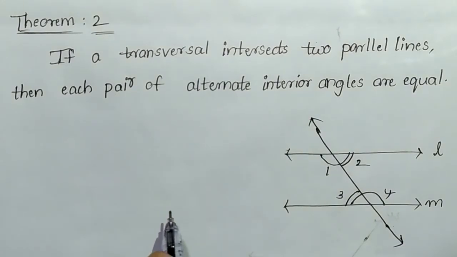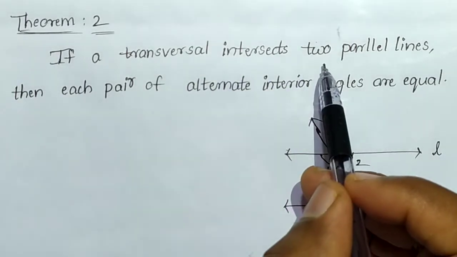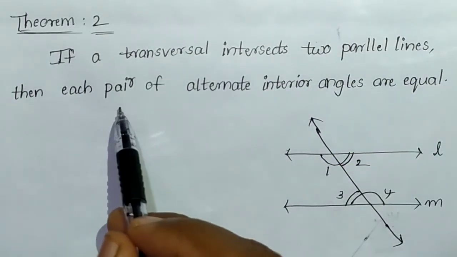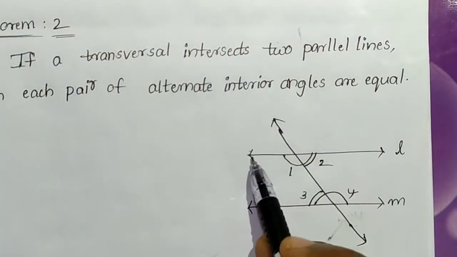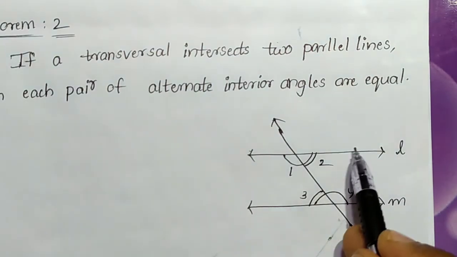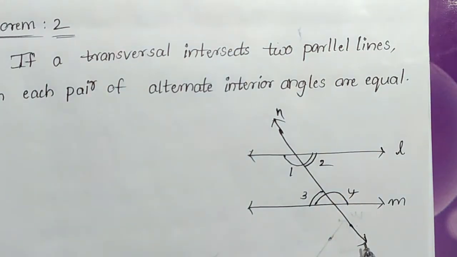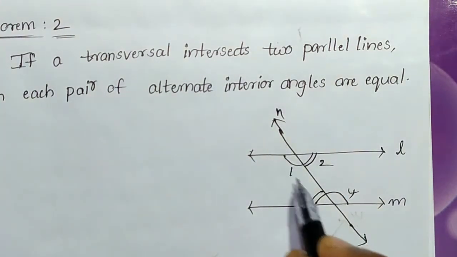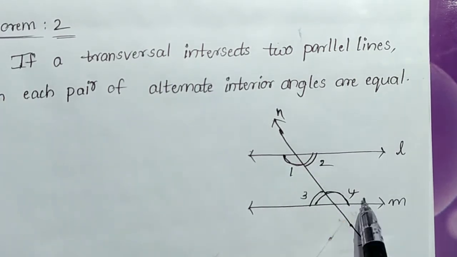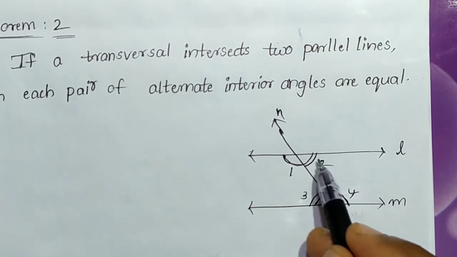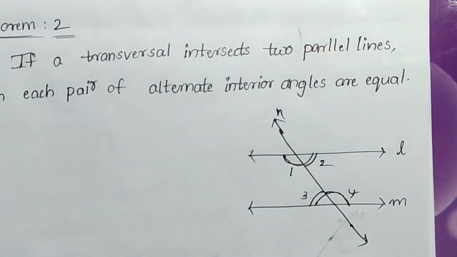Next, go for the second theorem. If a transversal intersects two parallel lines, then each pair of alternate interior angles are equal. So observe carefully. Here L is parallel to M. These two lines are parallel, and N is the transversal. Then we have to prove the alternate interior angles. Angles 1 and 4, these two are alternate interior angles which are equal, and another pair, angle 2 is equal to angle 3, these two are also equal. That is what is required to prove, right?